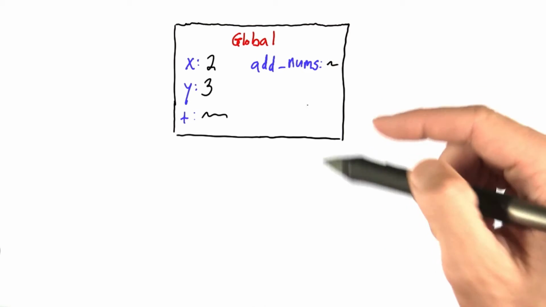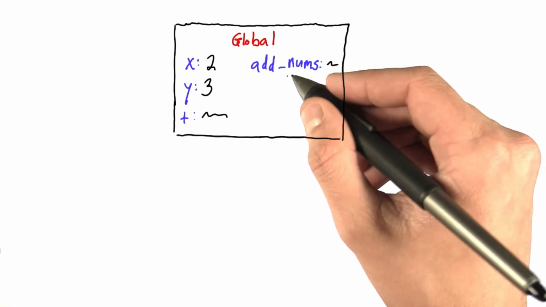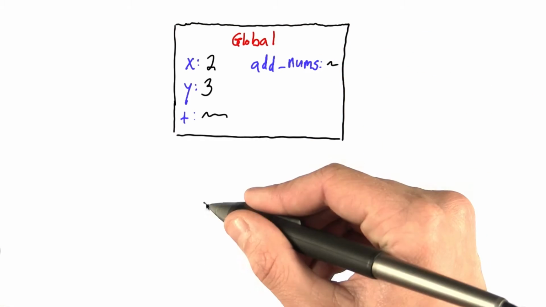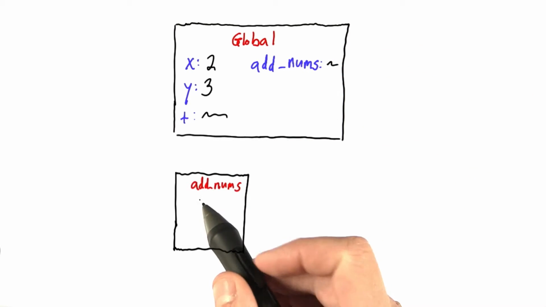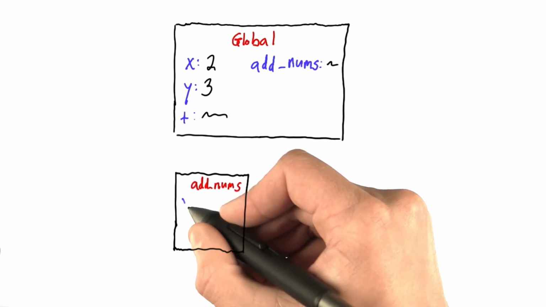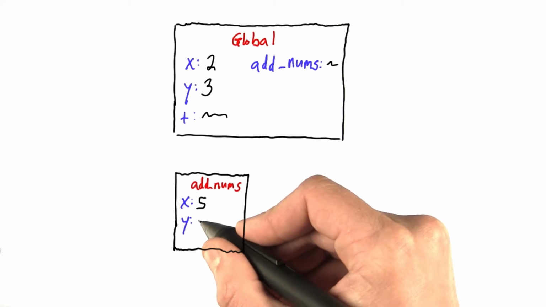Now that's fine, but as soon as we called addNums by saying print the result, print addNums, we created a new environment. And I'm going to call this environment addNums. And in this environment, we made two assignments, from x to 5 and from y to 6.